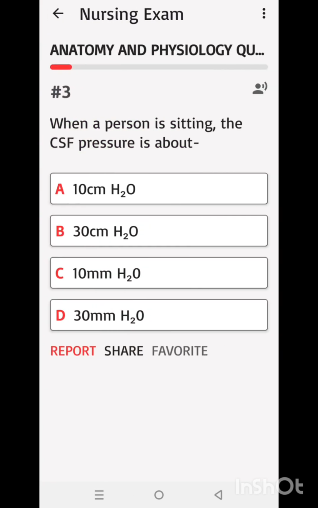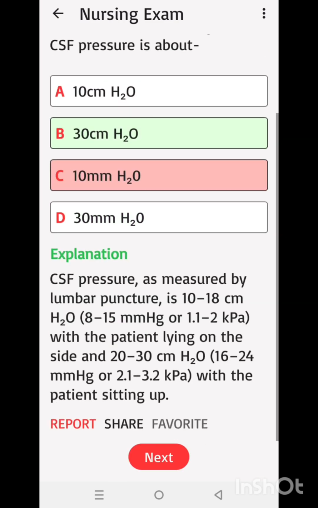When a person is sitting, the CSF pressure is about A. 10 cm H2O. B. 30 cm H2O. C. 10 mm Hg. D. 30 mm Hg. Correct answer is B. CSF pressure, as measured by lumbar puncture, is 10 to 18 cm H2O, 8-15 mm of mercury or 1.1-2 kilopascals, with the patient lying on the side, and 20 to 30 cm H2O, 16-24 mm of mercury or 2.1-3.2 kilopascals, with the patient sitting up.